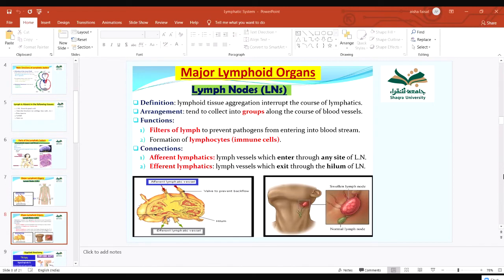So this is the hilum, these are the lymphatic vessels, and in the substance of the lymph node you have the cells of the immune system which will fight against the pathogen. In this manner it will filter your lymph.